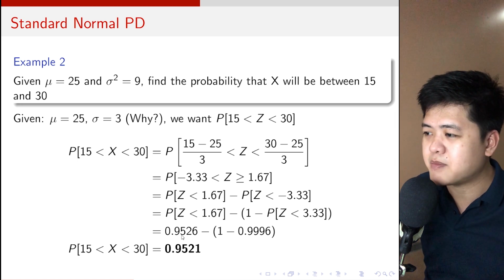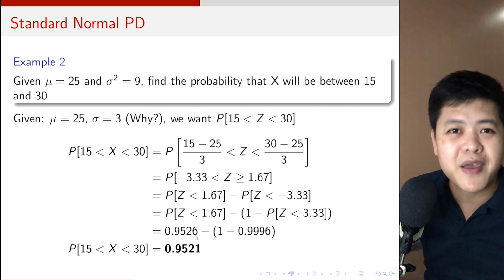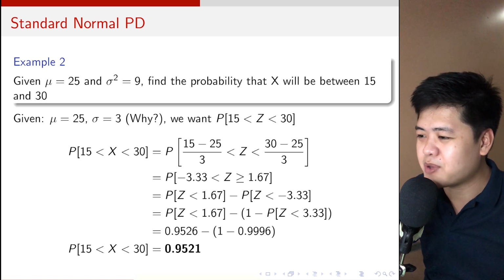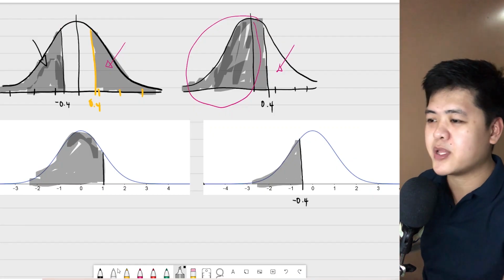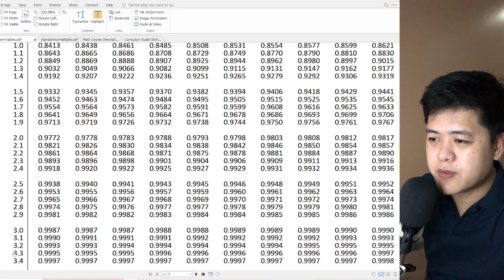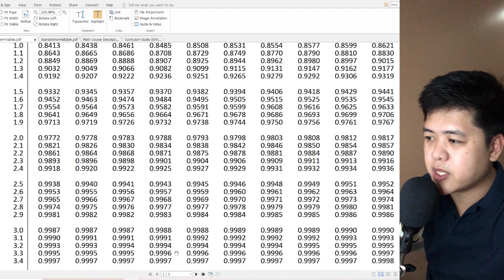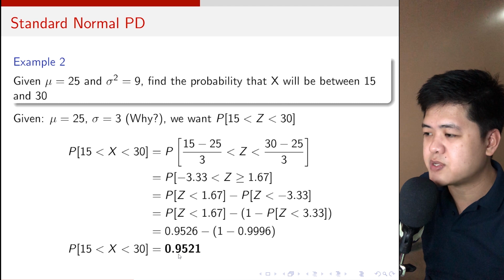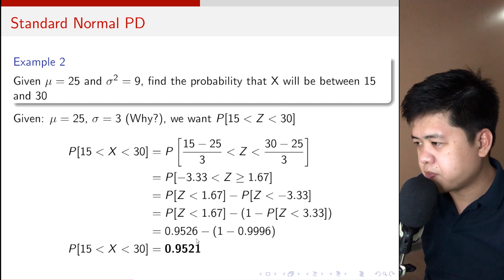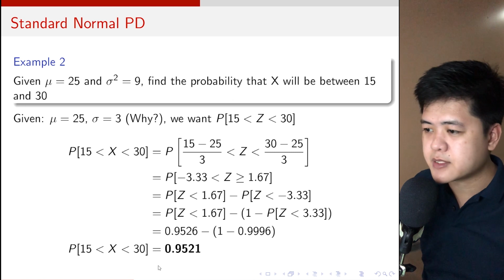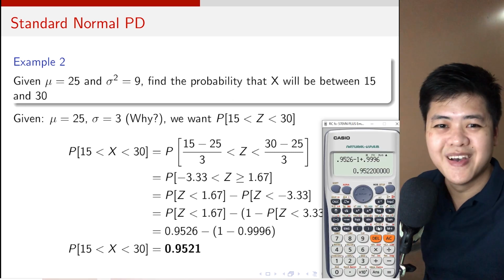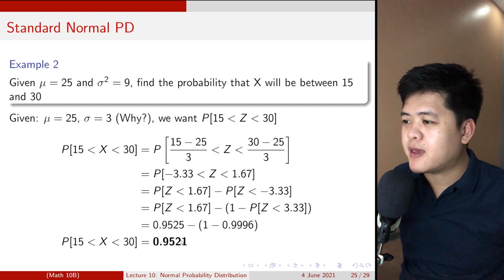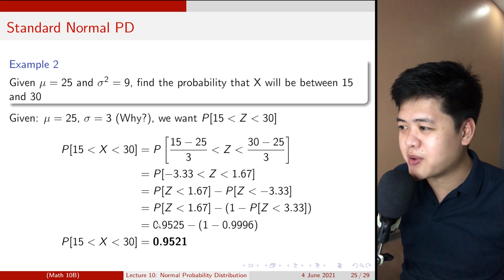We were able to get that. It should really be 9525, no? And then, less than 3.33. So, let's look at 3.33. This is 3.3 and 33 is here. So, 0.996. Okay, correct. 0.996. And the answer is 0.9521. I hope this is right. 0.9521. Let's check. The answer is 0.9522. This one is corrected now. So the answer is 0.0475. And this one is 0.9521, because I changed the area of 1.67.